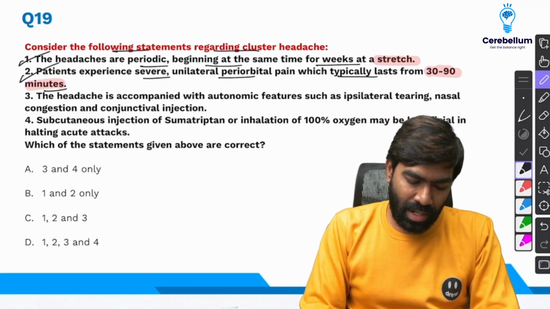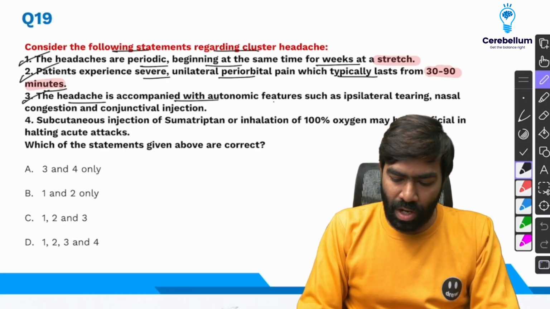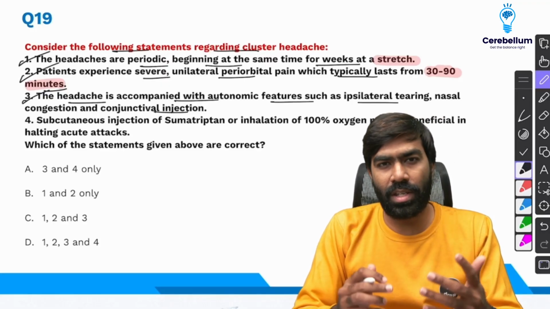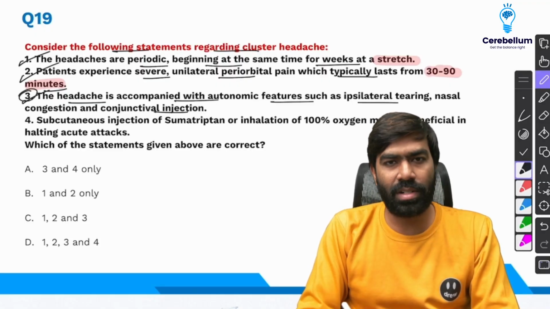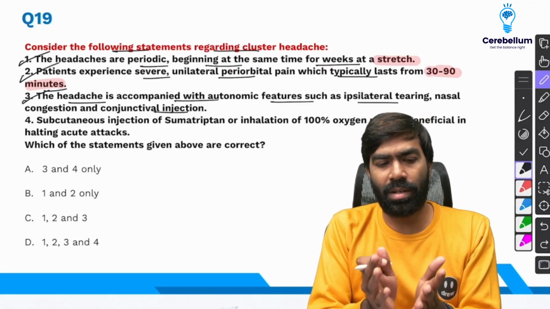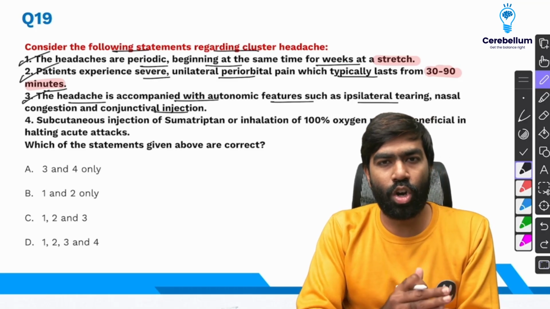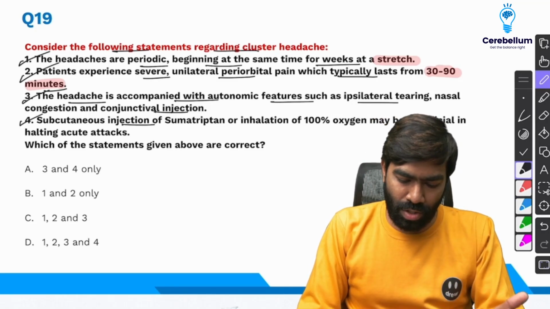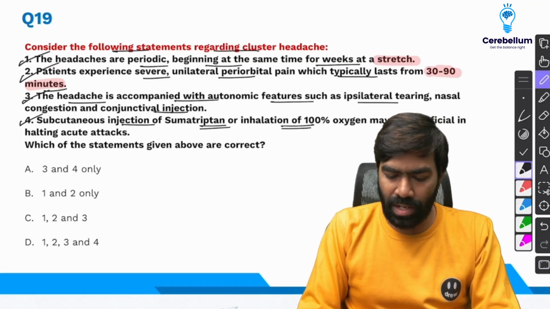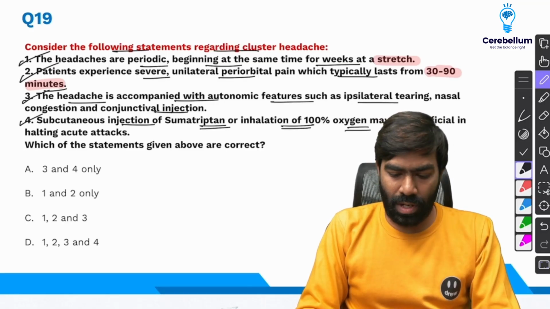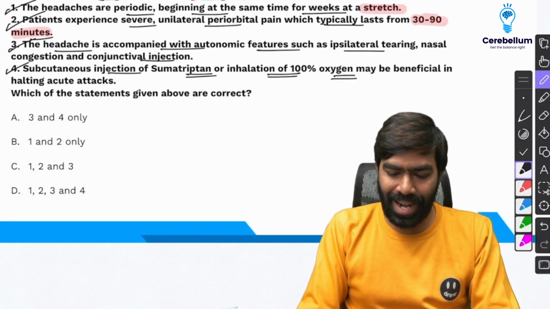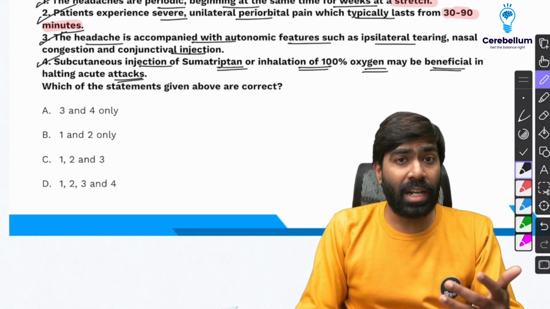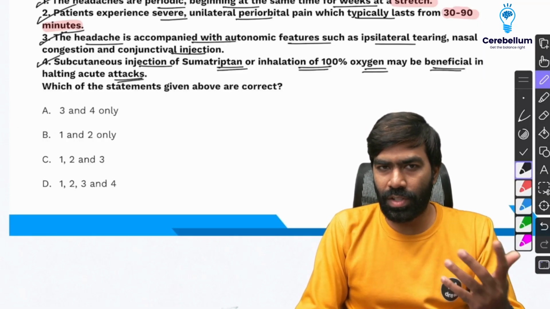And option 3 states the headache is accompanied with autonomic features such as ipsilateral tearing, nasal congestion, and conjunctival injection. So this is a very, very correct statement. That's the reason why these headaches get the name called as trigeminal autonomic cephalgias. And option 4 states that subcutaneous injection of sumatriptan and inhalation of 100% oxygen at maybe 12 to 15 liters per minute can result in halting of approximately 95% of the acute attacks of cluster headache, which is also a true statement.